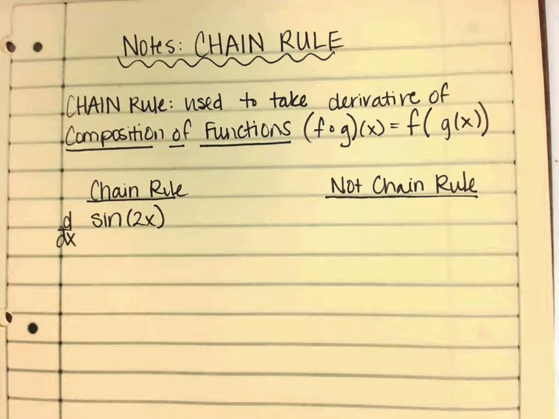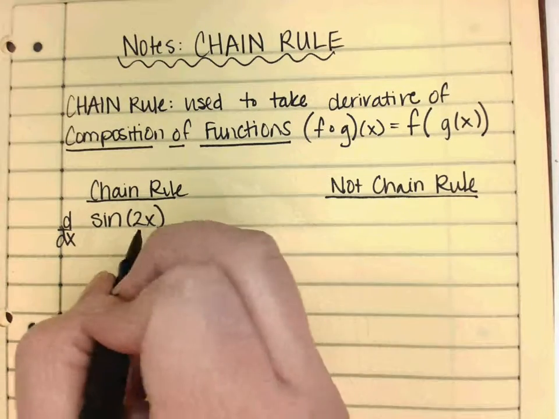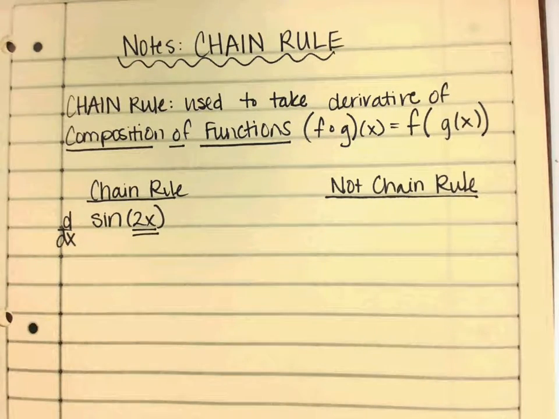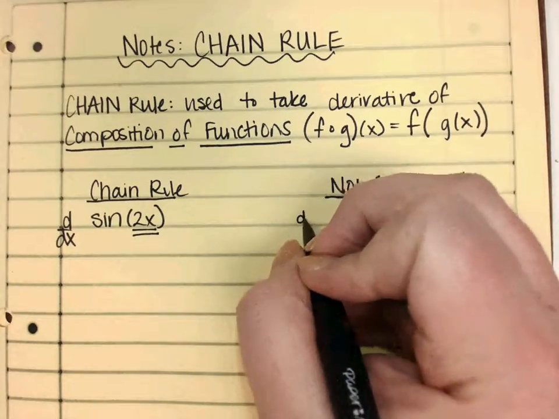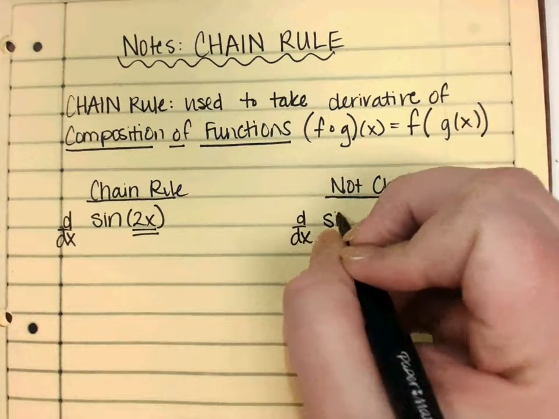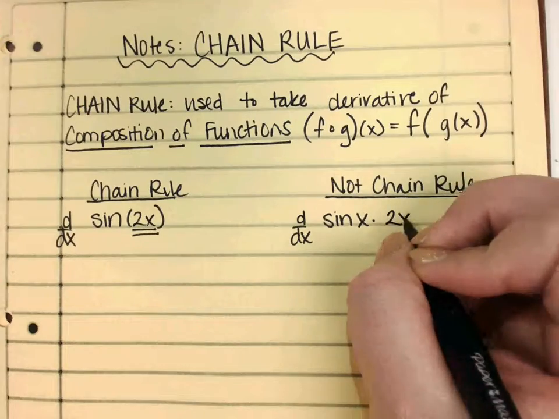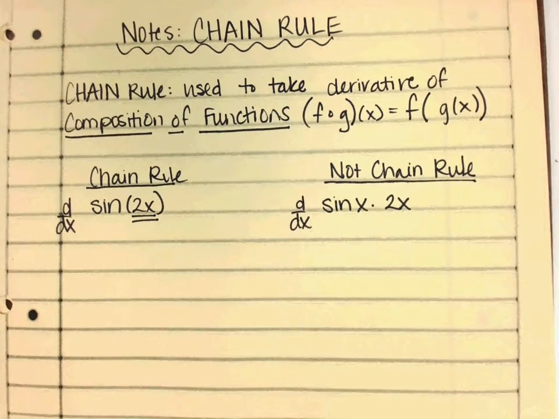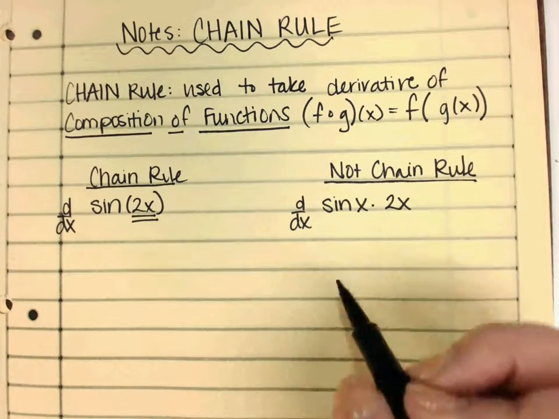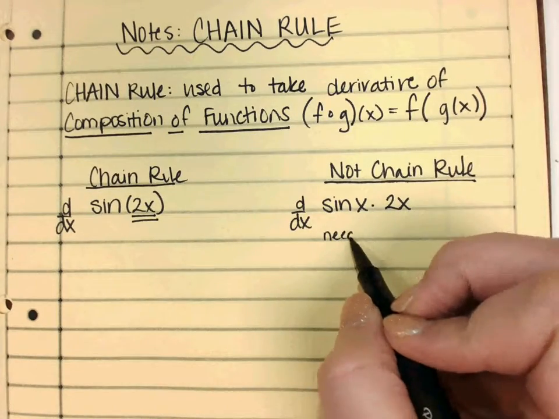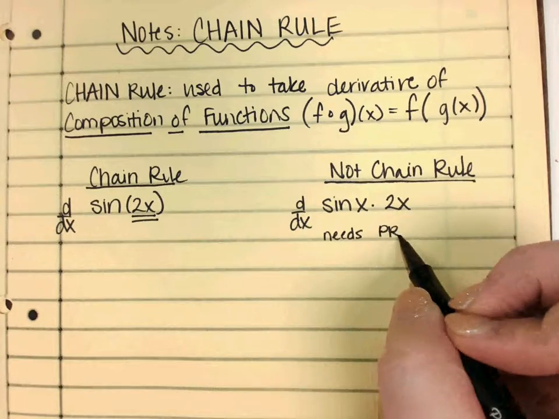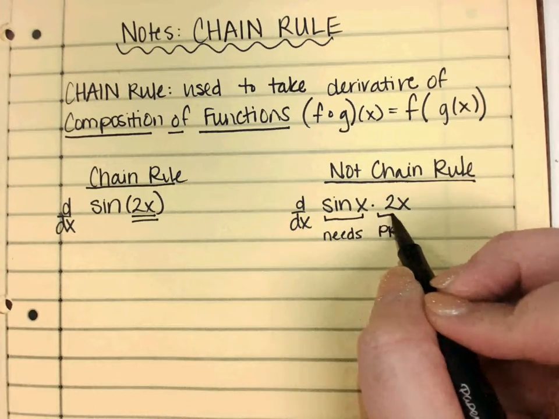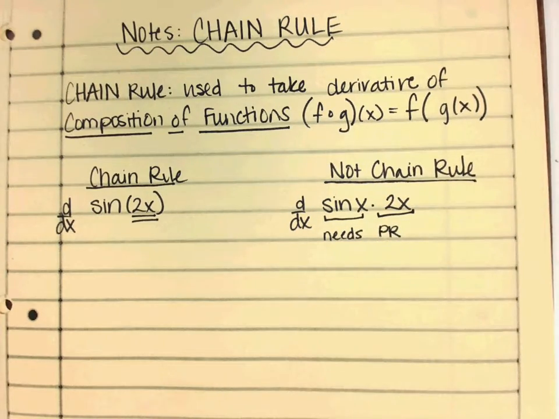Now, I want you to underline the middle function. What is the inside function there? 2x. That's the middle. Now, what if it said this? Sine x times 2x. Is that a composition of functions? No, that's a what? Good. Needs product rule. Okay, sine is multiplied by 2x.